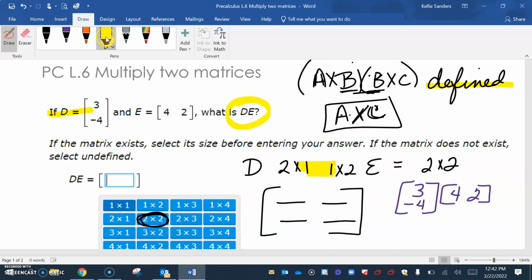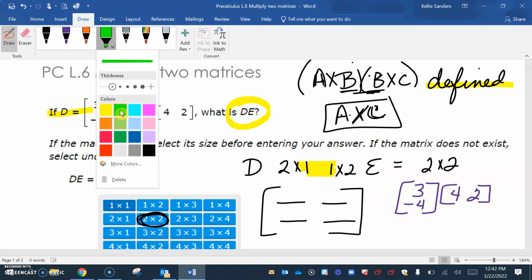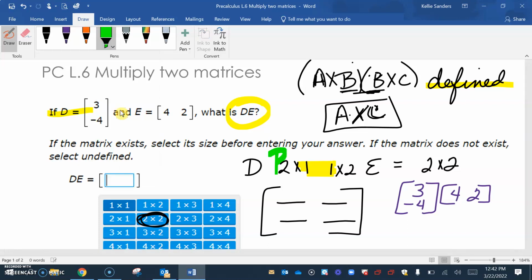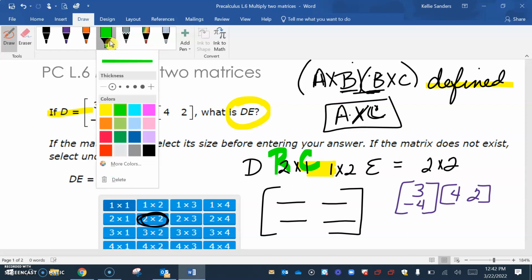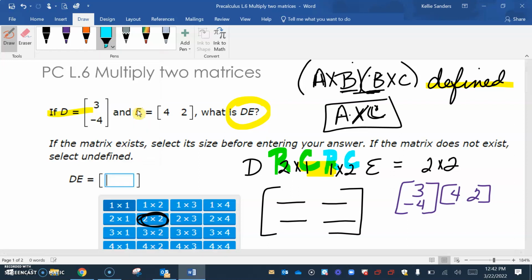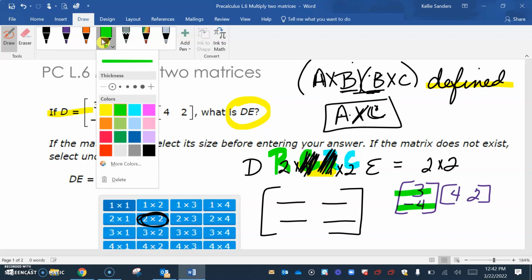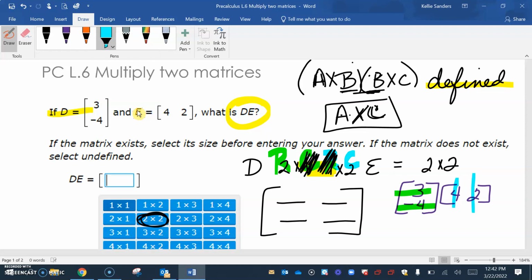Now, let's get some colors. So if this is rows and columns, and this is rows and columns, well, the columns of the first and the rows of the second cancel out. We are only going to use the rows of the first matrix and the columns of the second matrix. This is row 1, row 2. This is column 1 and column 2.